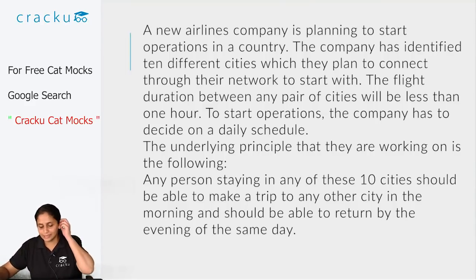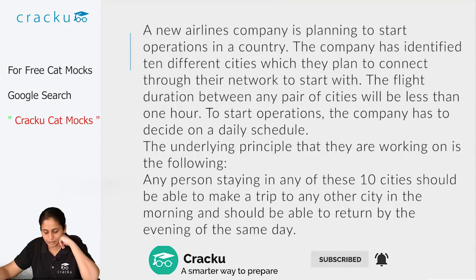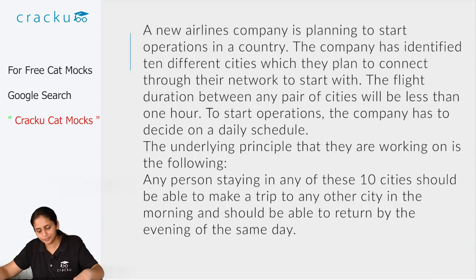The 7th set is: a new airlines company is planning to start operations in a country. The country has identified 10 different cities which they plan to connect through their network to start with. The flight duration between any pair of cities will be less than 1 hour. To start operations, the company has to decide on a daily schedule. The underlying principle that they are working on is as follows. Any person staying in any of these 10 cities should be able to make a trip to any other city in the morning and should be able to return by the evening of the same day.